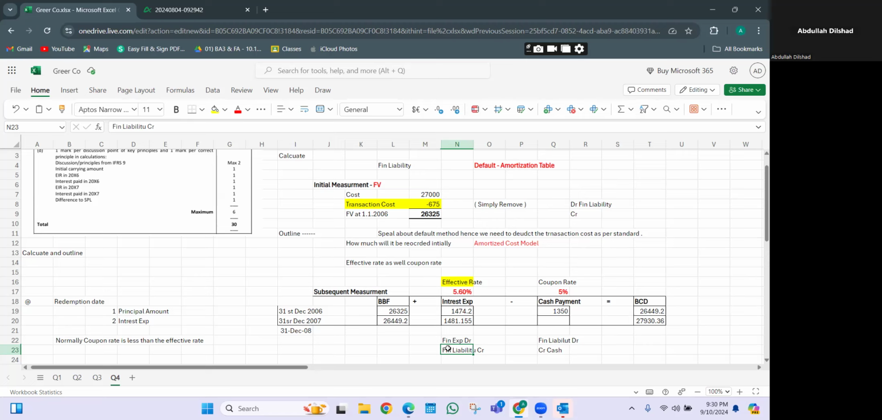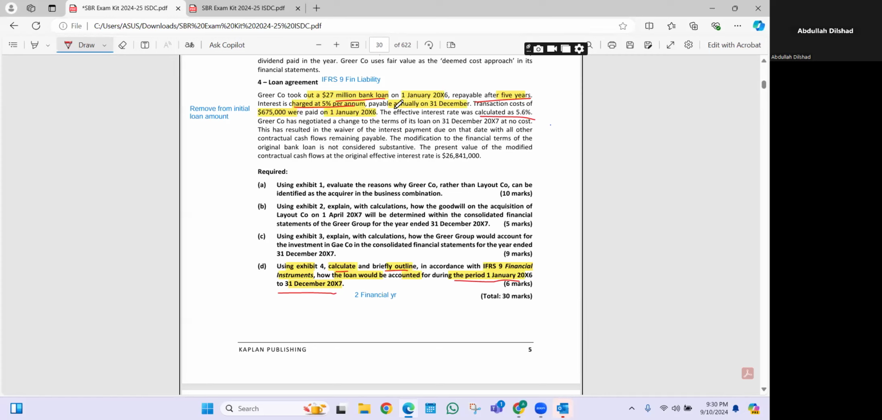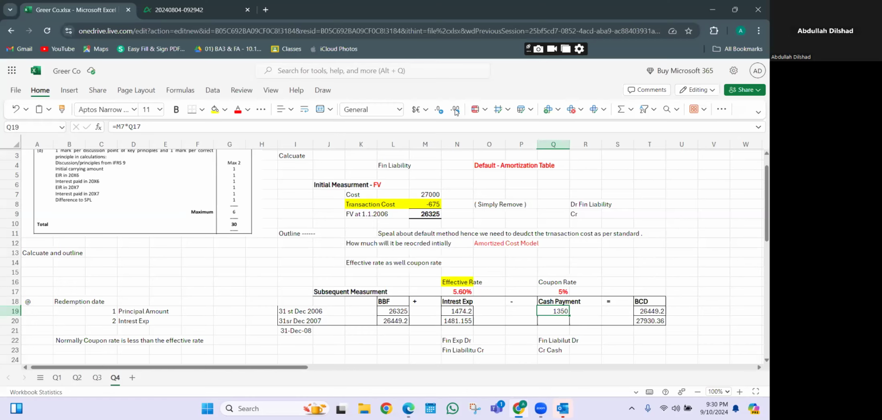In the SOFP component, the financial liability will increase because of the interest expense being charged on your principal amount. And after that, obviously we need to pay. You can copy paste this: you need to pay interest as well as the principal amount annually on 31st December. So you can say that on 31st December 2006, our company has a present obligation to deliver 1,350 as our loan repayment, which includes the interest.